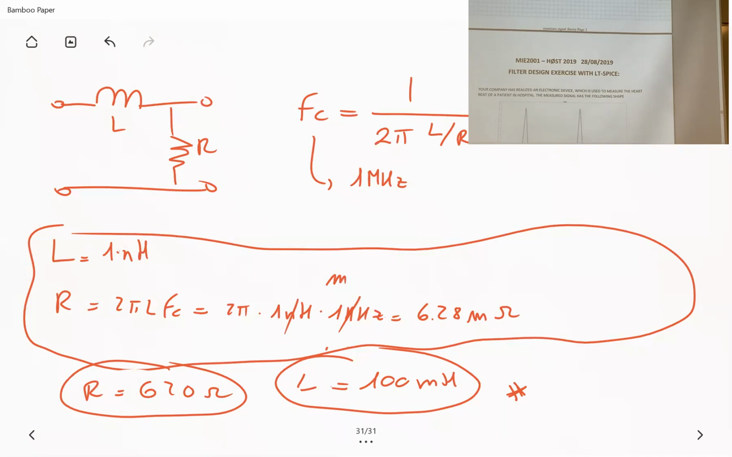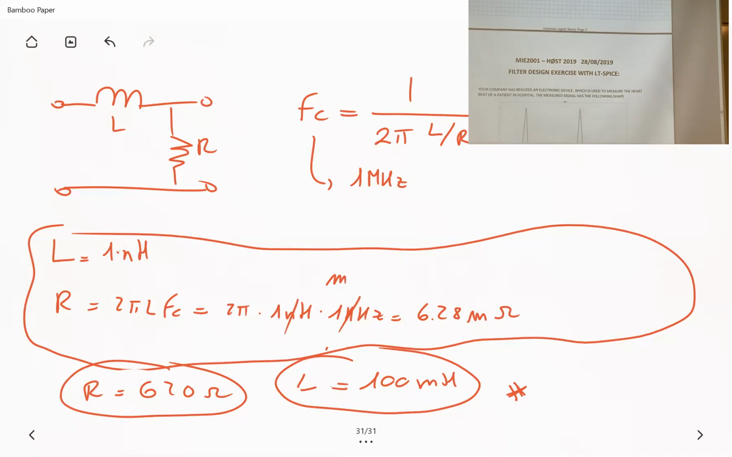Because what I do is, R is in million, right? Let's say 6 million. So I want to increase until 600 ohm. So it means that I increase the resistance of 100,000 times. L also has to increase of 100,000 times, which means 100 millihenry.